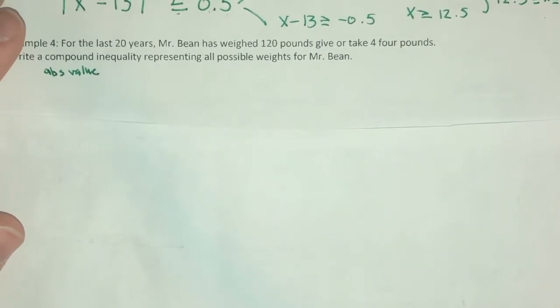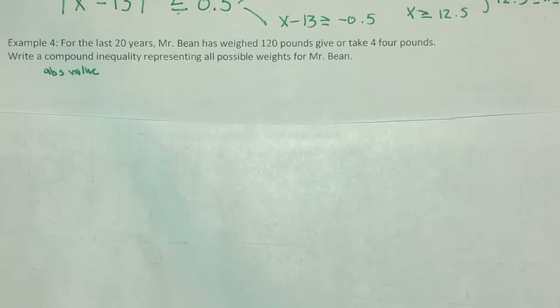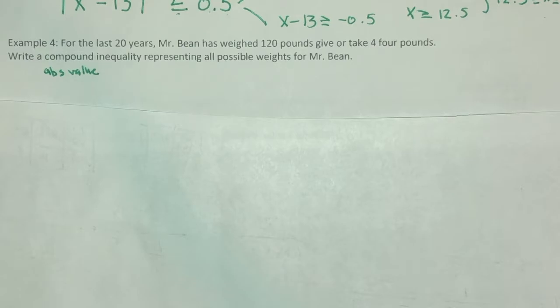First, ask yourself, given the context, what's the most Mr. Bean has weighed? What's the least Mr. Bean has weighed? Two, come up with an absolute value inequality based on the context. Three, solve the absolute value inequality and ensure that it agrees with your numbers from step 1. Okay, so go ahead, pause, do those 3 things, and then in a moment, unpause, and I'll show you how to solve.